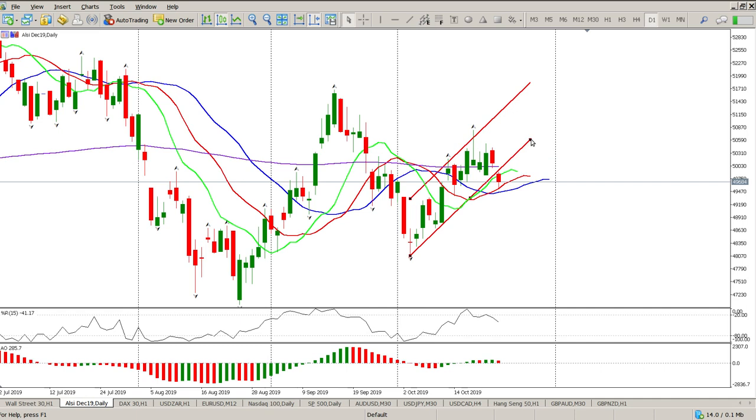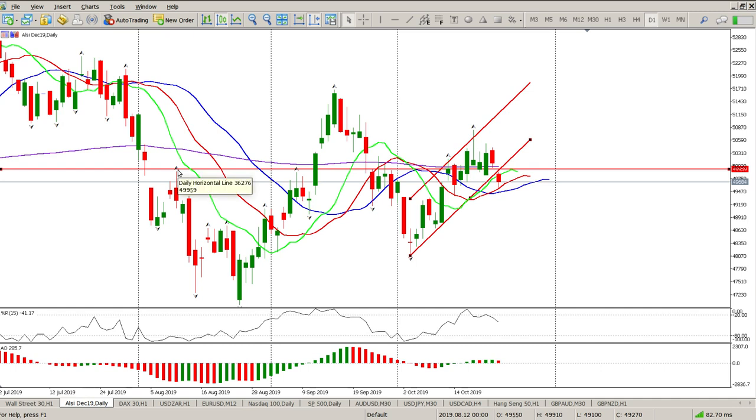channel here, or there was, which we've broken below as well. Okay, so I think everything hinges on this 50,000 level, whether it will hold or whether it is going to break. Okay, so that is kind of the area that we're looking at the moment.